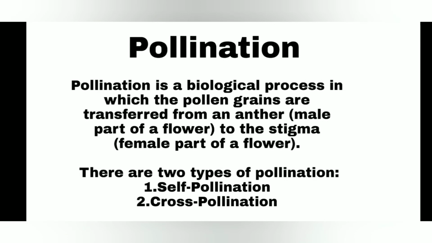Now we come to pollination. What is pollination? Pollination is a biological process in which pollen grains are transferred from an anther, the male part of a flower, to the stigma, the female part of a flower. There are two types of pollination: self-pollination and cross-pollination.